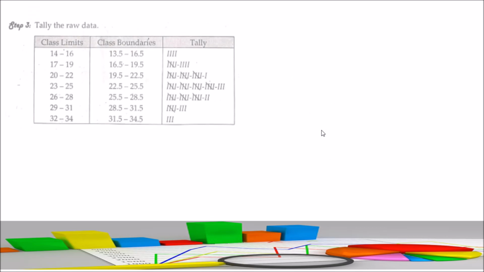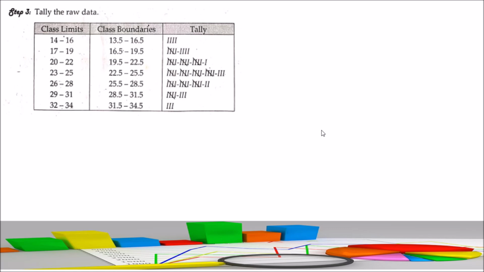Then step 3, you tally the row data. Under 13,500 to 16,500, there are 4 call center agents who have this range of salaries. Then for 16,500 to 19,500, we have 9 call center agents with salaries in that range. Until we reach the last part, the highest salary, 31,500 to 34,500. There are only 3 call center agents who have this range of salary, which is also the highest salary in our data.